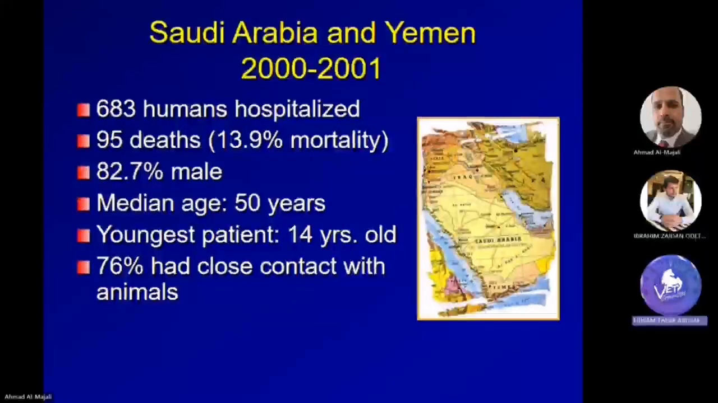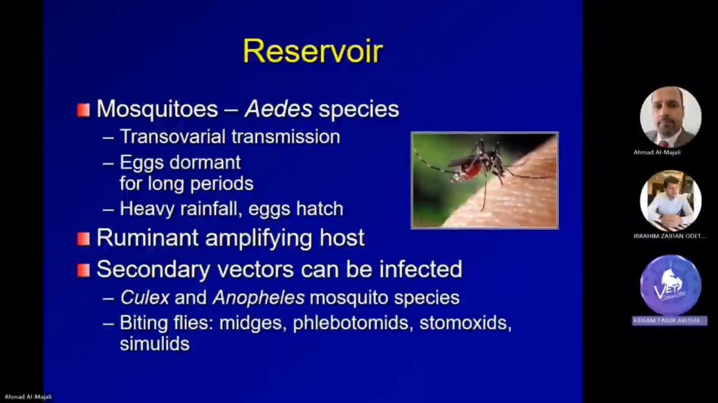The median age was 50 years old. The youngest patient was 14 years old, and the article writes that he belonged to a family that practiced livestock raising. 76% had close contact with animals, and all this agrees with the general concept that we have about this disease.